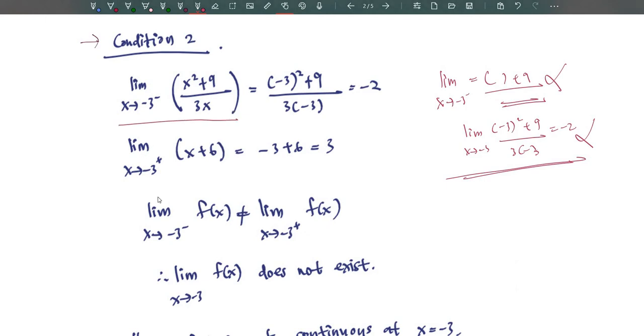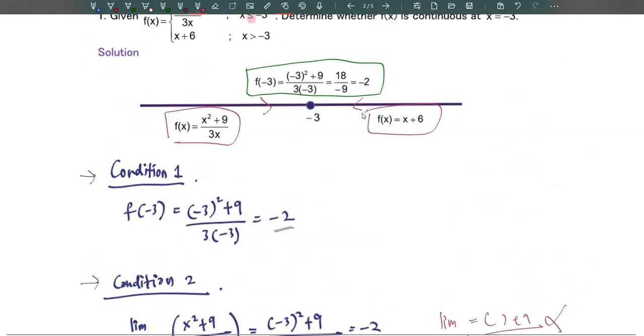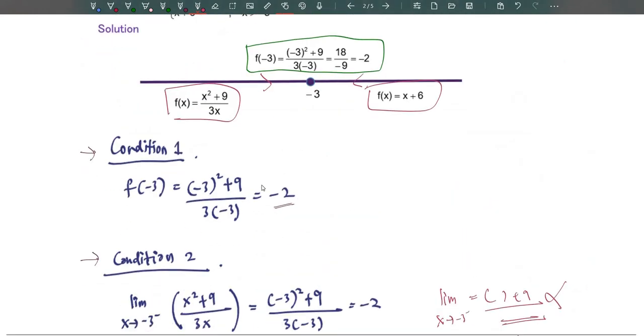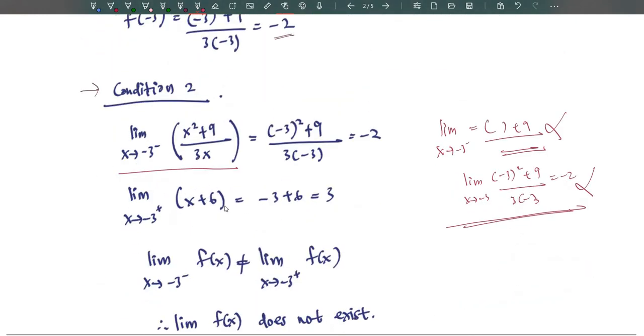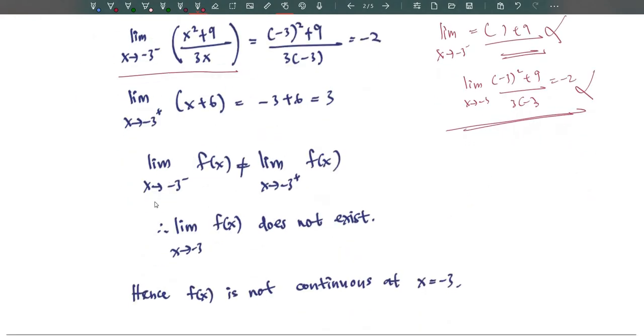Next, the limit as x approaches negative 3 from the right. We use the function x plus 6 because this is on the right side of negative 3. Next, substitute the value of negative 3. We have from the left is negative 2 and from the right is 3. The limits from the left and right are different, they are not equal. That's why the limit of f(x) as x approaches negative 3 does not exist.